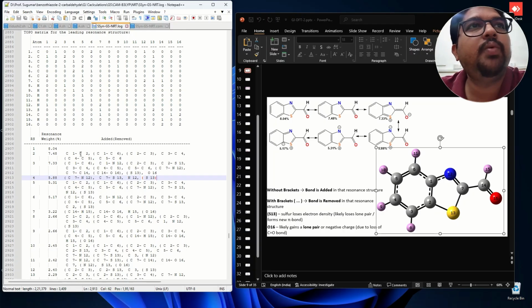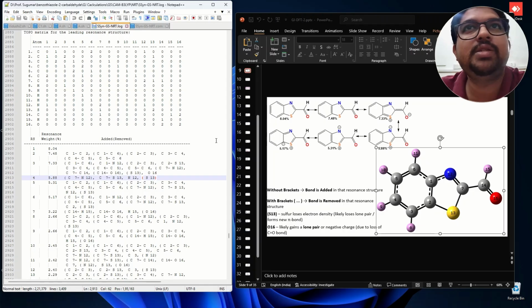So atom number 1 and atom number 2, one of the bonds is removed. So in the beginning structure, without bracket means bond is added, and with bracket means bond is removed. Okay, so this is without bracket, meaning without C1 and C2. Initially if you see, this is your C1 and C2, so there is a single bond, right? But here it is without bracket, meaning one bond has been added here. So if you see the second structure, there is one more bond added here. Okay, so C1 C2, one bond is added.